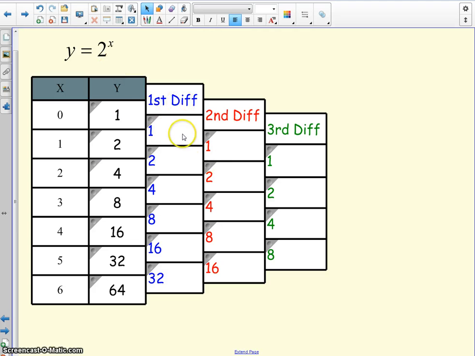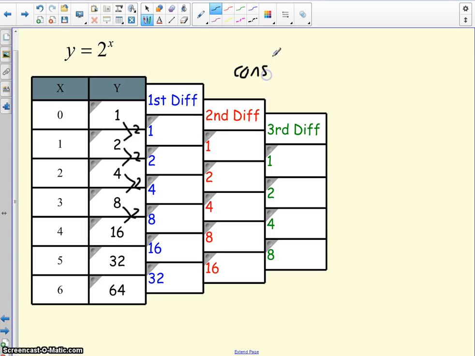So instead of doing your differences, if you were to divide successive terms here, so if you did 2 divided by 1, you'd get 2. If you did 4 divided by 2, you'd get 2. And so on and so forth. Okay, 16 divided by 8 is 2. You continue on forever. So instead of constant differences, what we do have is instead a constant ratio.